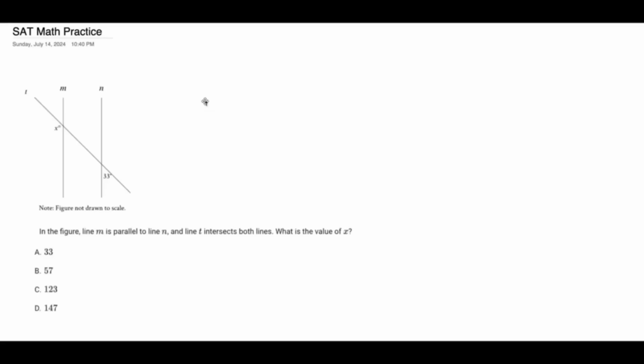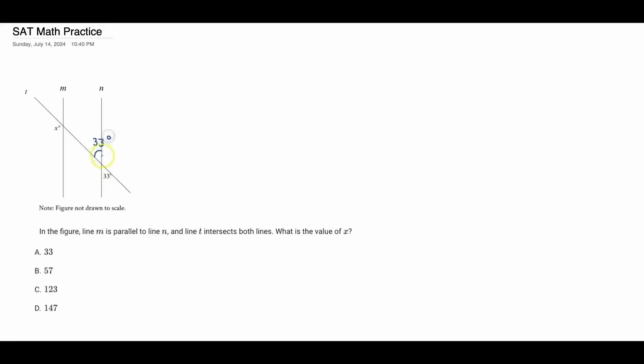In the figure, line M is parallel to line N, and line T intersects both lines. What is the value of x? All right, so first off, what we have here are vertical angles, right? So they give us 33 degrees here, so we know the angle across from that will also be 33 degrees.